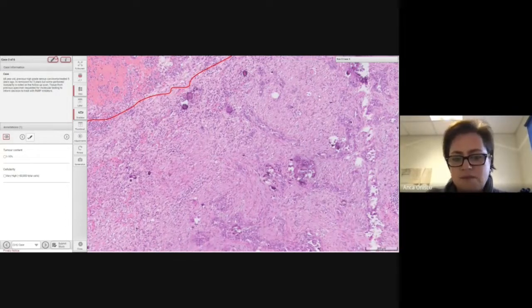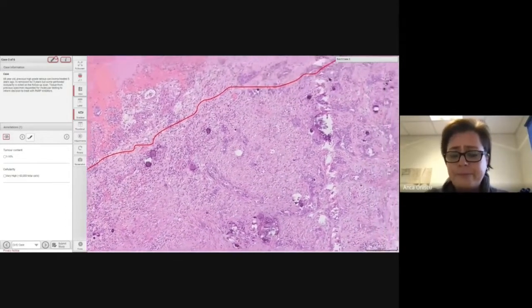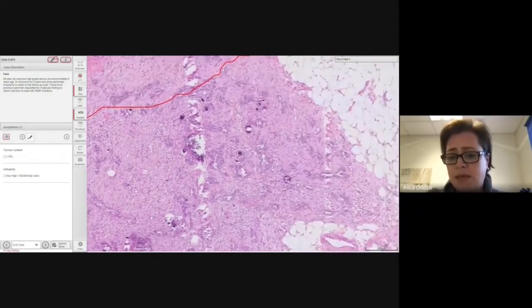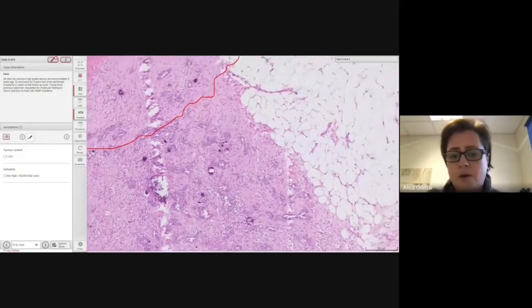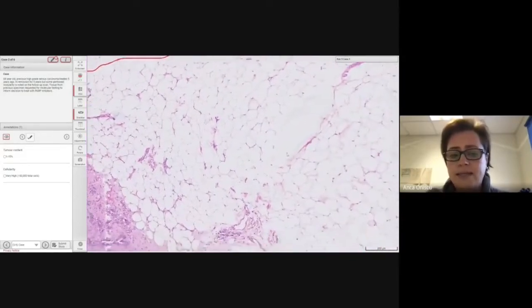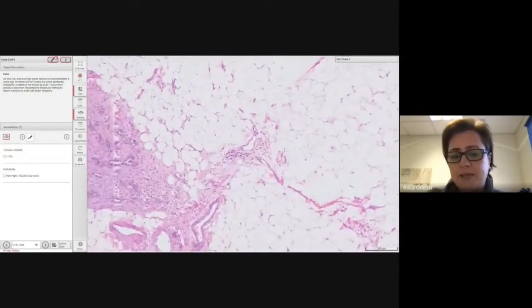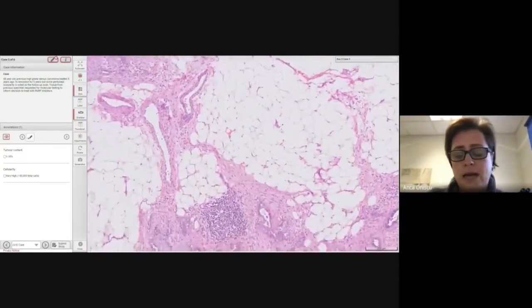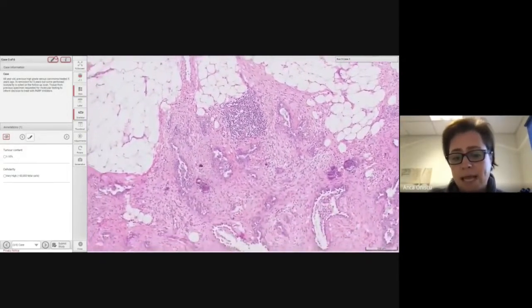So in terms of the tumor cellularity, that becomes quite low, because if we look at the whole section, only part of the section contains tumor that's slightly higher. So the expert panel has agreed that this is a tumor with cellularity between 1 and 10%.